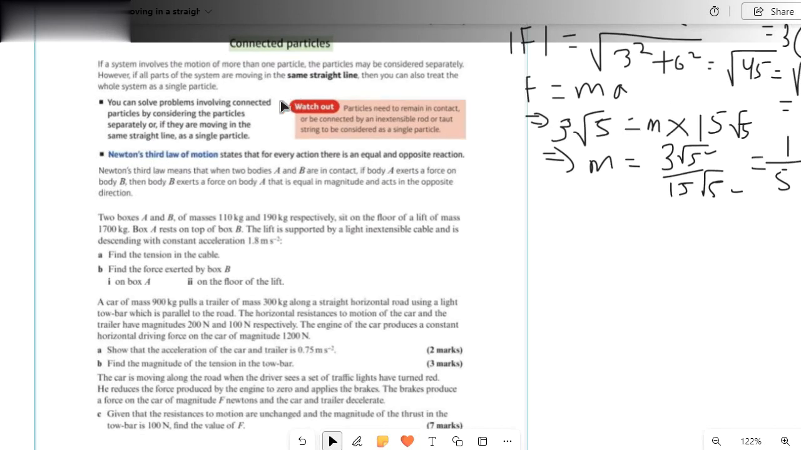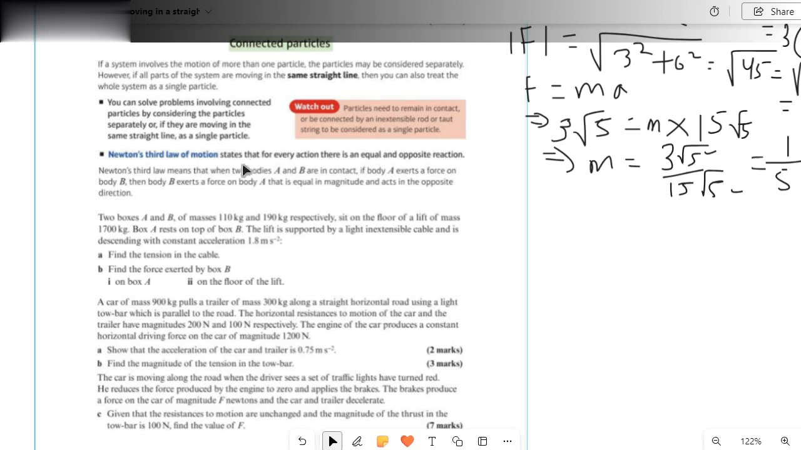So now let's move on to the connected particles. If a system involves the motion of more than one particle, the particles may be considered separately. However, if all the parts of the system are moving in the same straight line, then you can treat the whole system as a single particle. You can solve problems involving connected particles by considering the particles separately, or, if they are moving in the same straight line, as a single particle.